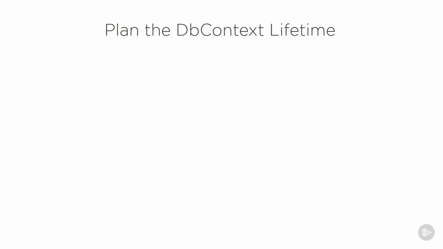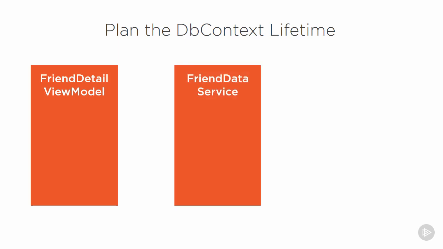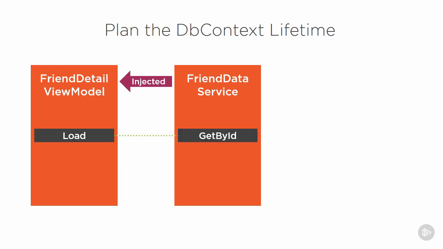The Friend Organizer application has a client-server architecture. That means Entity Framework's DB context is used on the client. And this allows us to control the lifetime of the DB context so that we can use its change tracking functionality. So now let's plan how we want to keep this DB context alive. Let's just look at what we have now. We have a friend detail view model in the Friend Organizer application that is using a friend data service. The friend data service is injected into the friend detail view model's constructor. The friend detail view model contains load logic to load a friend. This load logic just calls the getById method of the friend data service.